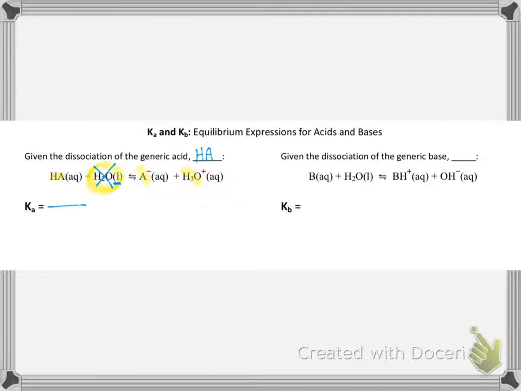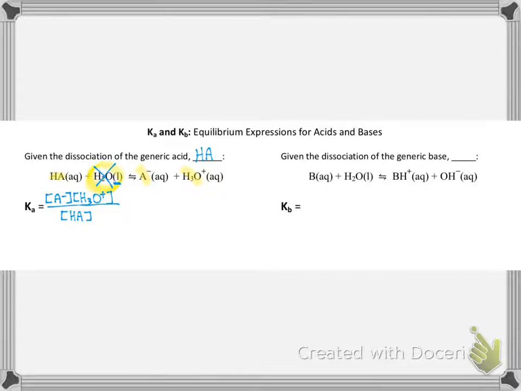So just like every other equilibrium constant expression, we're going to put the concentration of our products on top and the concentration of our reactants on the bottom. So I have two products. I've got my conjugate base, A-, and of course my hydronium ion, H3O+. And then only one reactant is included, the aqueous HA. Haha, that's all there is to it.